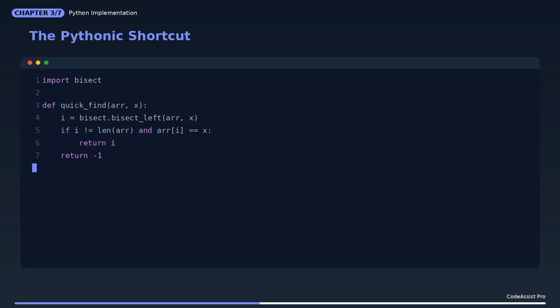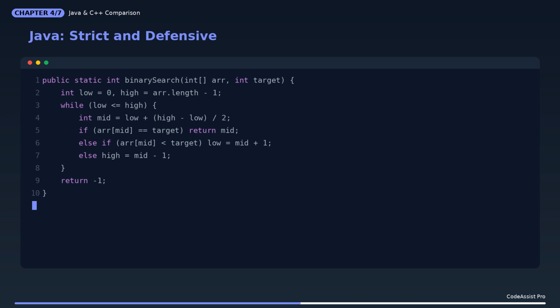In Java, types matter. We use standard integer arrays here. Java's built-in library actually returns a negative number if the item isn't found, which represents where the item should have been. This is a common point of confusion in senior-level coding interviews.